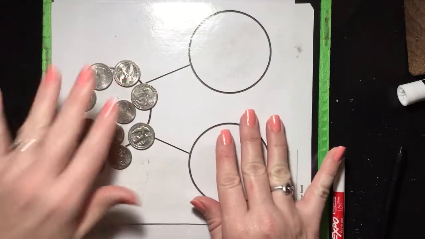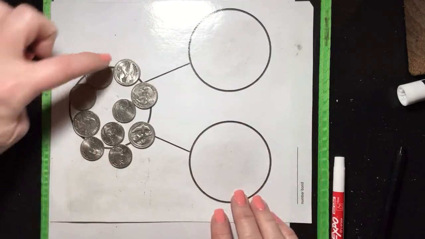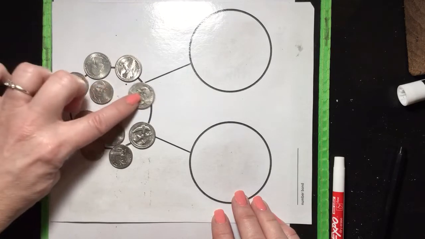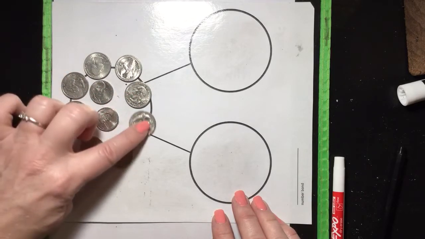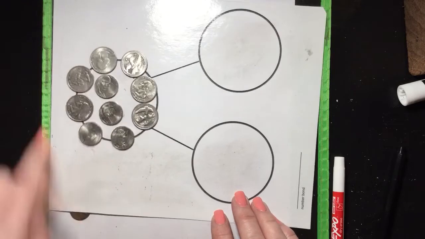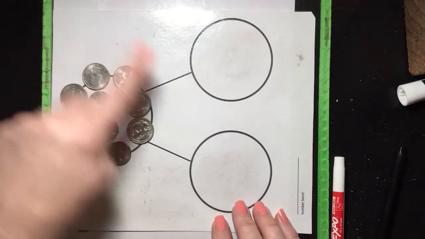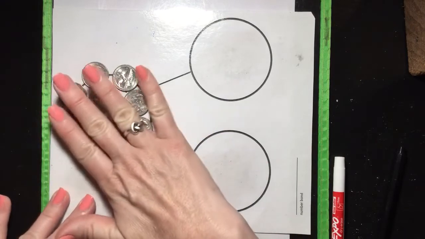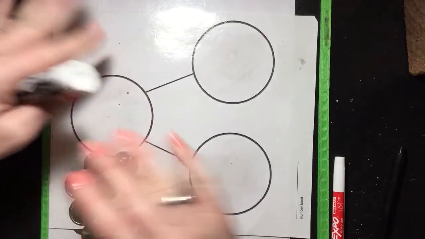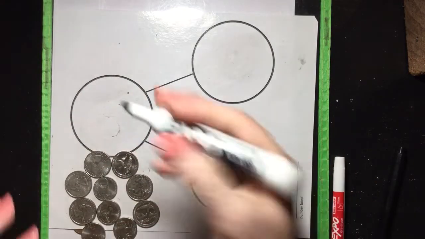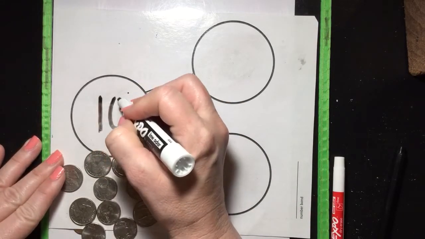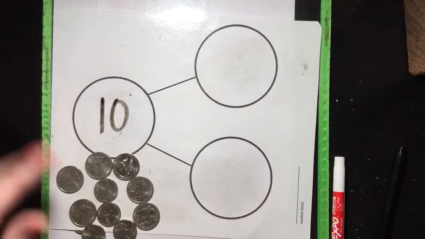So let's see how many nickels and quarters I have all together. Are you ready? Count it with me. 1, 2, 3, 4, 5, 6, 7, 8, 9, 10. So I have 10 coins all together. That is my whole. So I'm going to scoot them down so we can write in our number bond. So my whole is 10, 10 quarters and nickels.